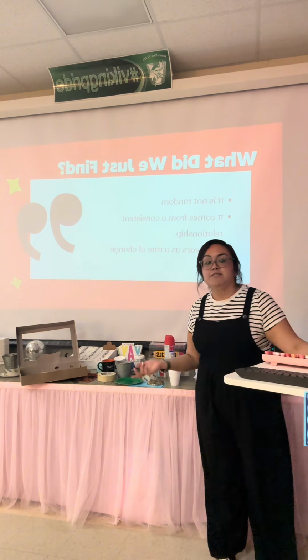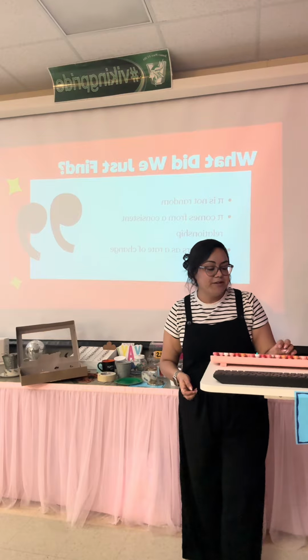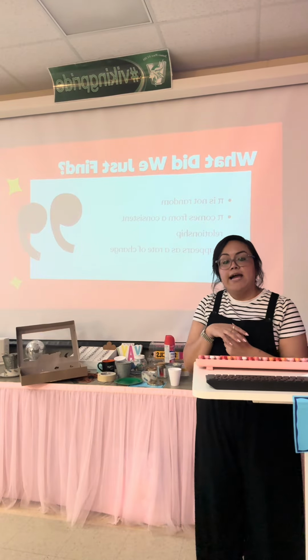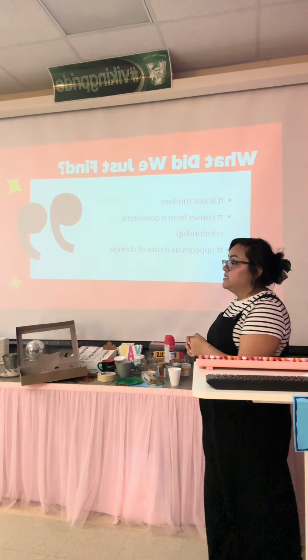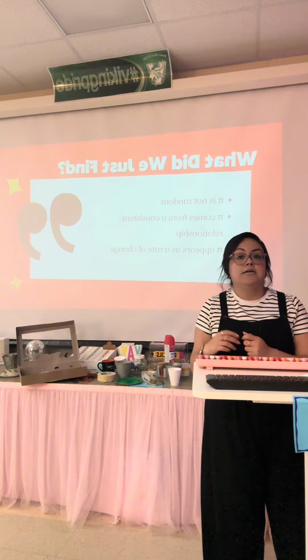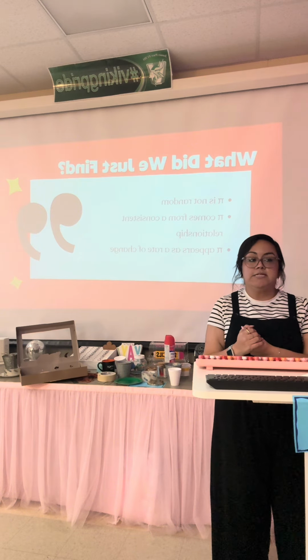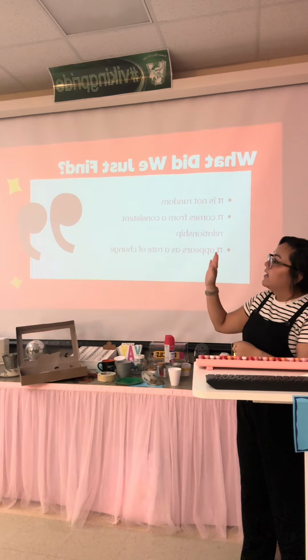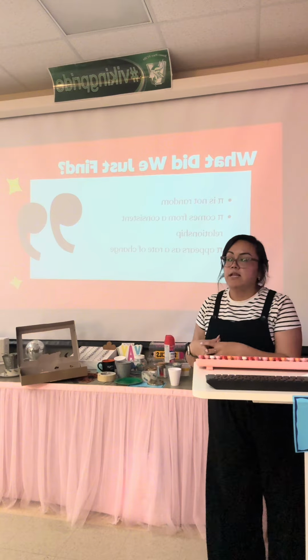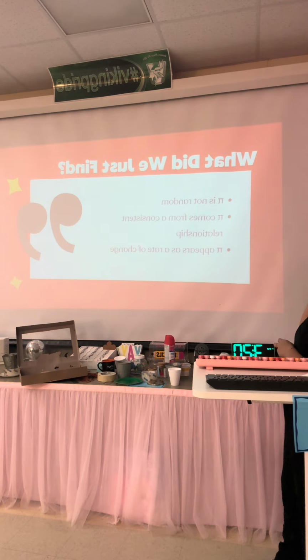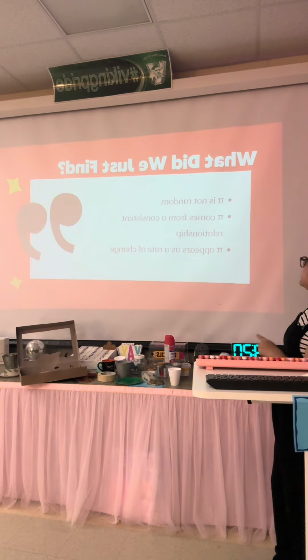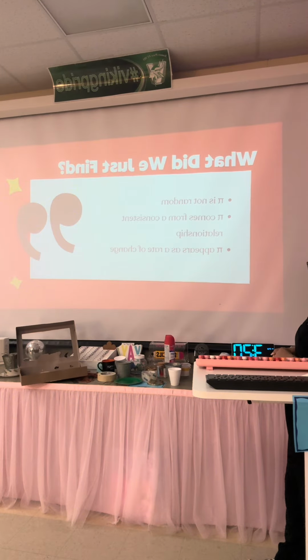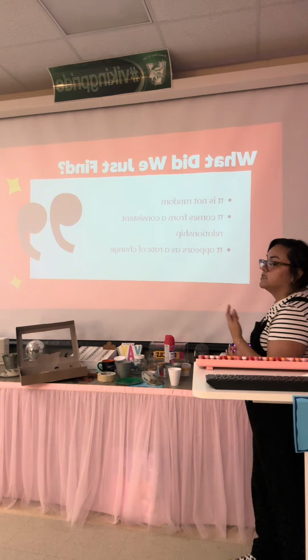Okay, so my students had to leave because it was passing period, but this is how I would end the lesson. This is designed for 45 minutes, but due to time issues, it didn't quite happen today. I would end by closing everything together in the lesson and saying that we just found that pi is not random, pi comes from a consistent relationship, and pi appears as the rate of change.